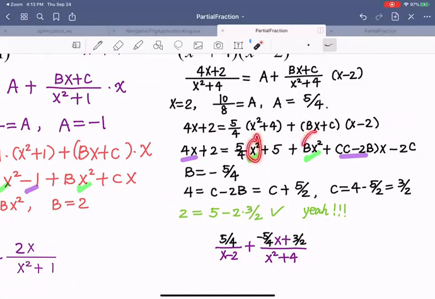X squared, there's no other x squared. So this guy plus this guy has to equal 0, okay? This is the first order. Let the first order equal. Let the constant term equal. Let the second order equal. Okay. So 5/4 plus b equals 0. So b equals negative 5/4.